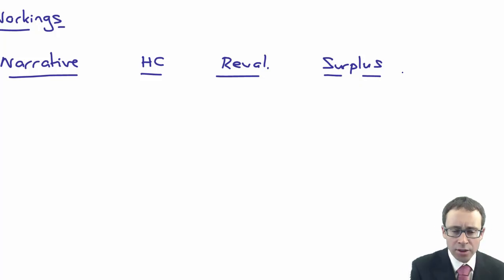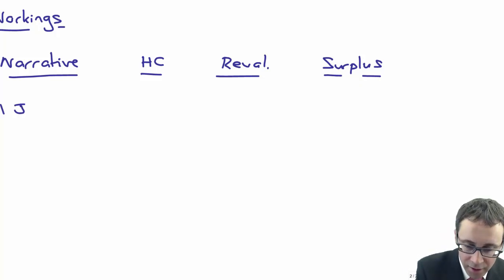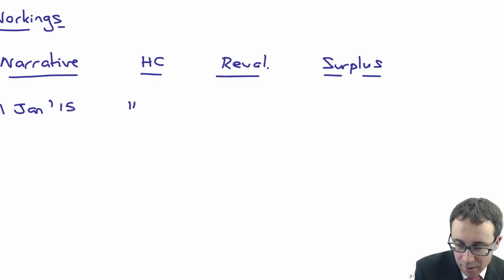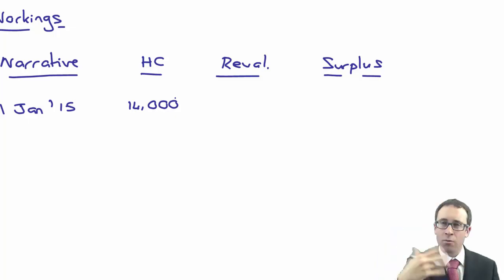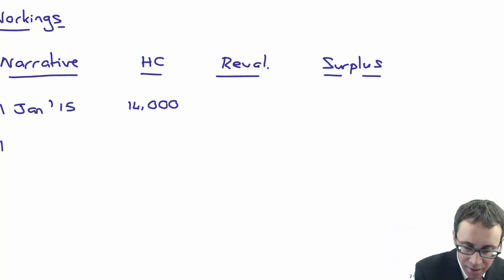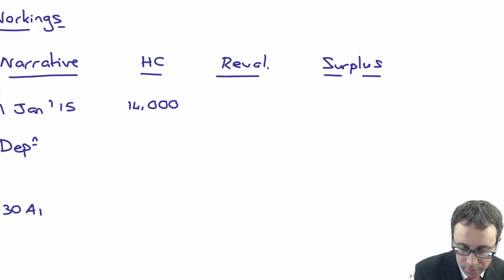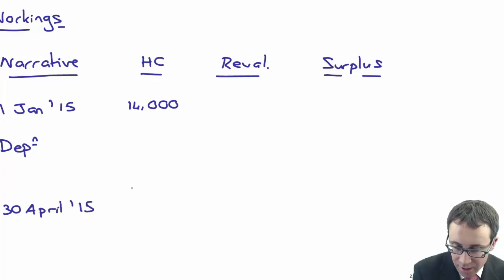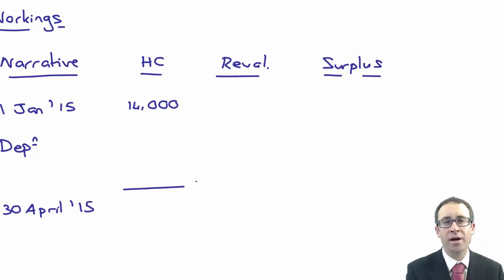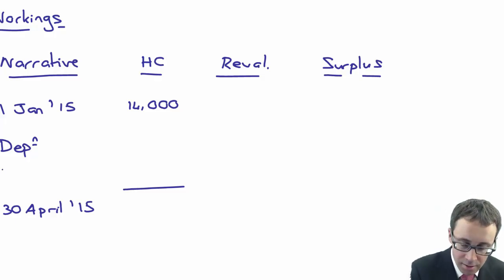Okay. So what we had was, at the 1st of January 2015, the asset was valued at $14 million. So working in round thousands, that's 14,000. I then need to charge depreciation, don't I, to get me to the end of April. So the 30th of April 2015. If memory serves me right, we said that was 4 months, wasn't it?